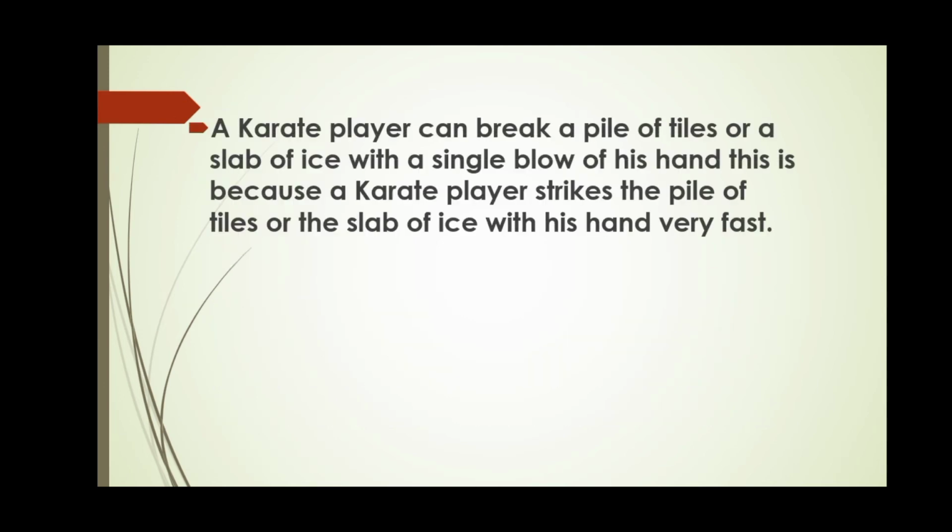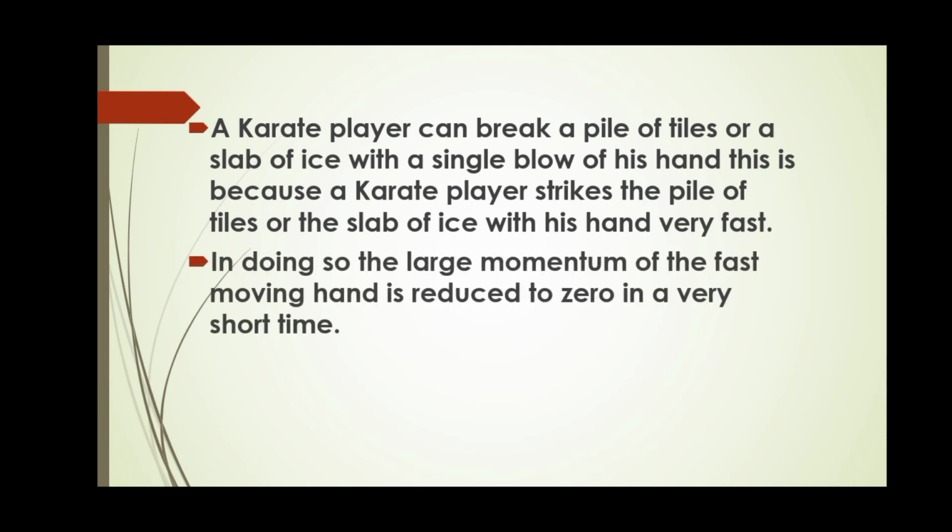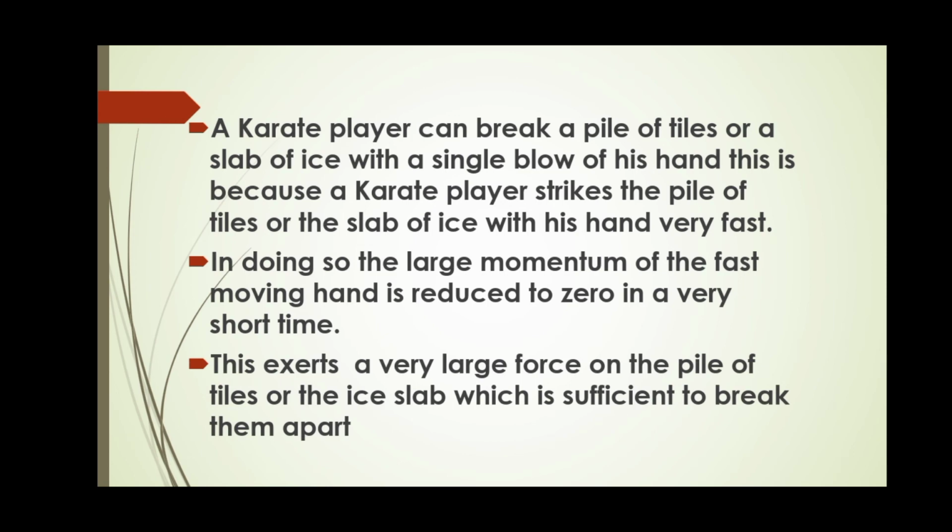A karate player can break a pile of tiles or a slab of ice with a single blow of his hand. This is because a karate player strikes the pile of tiles or slab of ice with his hand very fast. In doing so, the large momentum of the fast moving hand is reduced to 0 in a very short time. This exerts a very large force on the pile of tiles or the ice slab, which is sufficient to break them apart.